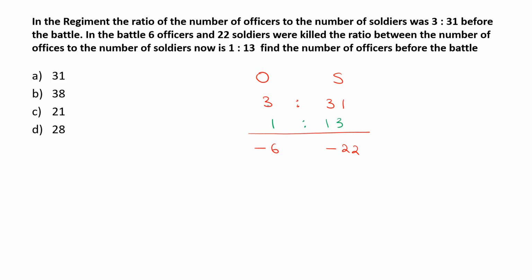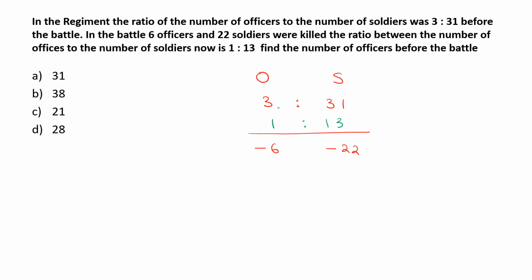The ratio between 2 numbers is 3:31. When we subtract 6 from the first number and 22 from the second number, then the ratio becomes 1:13. What is the first number? This is what we are going to do. Just look at the question like that.